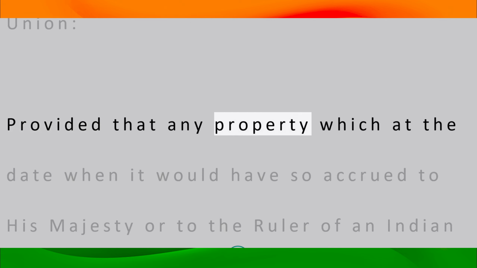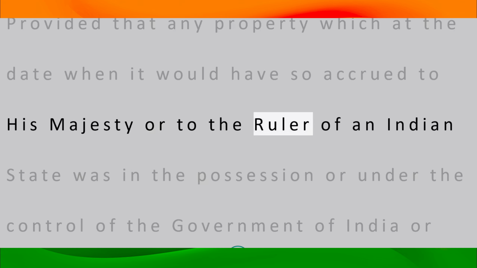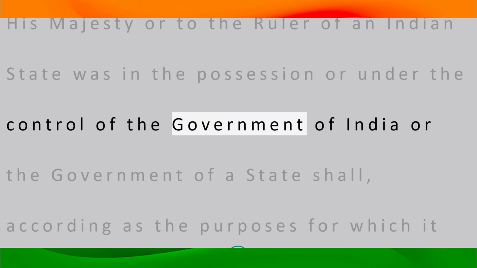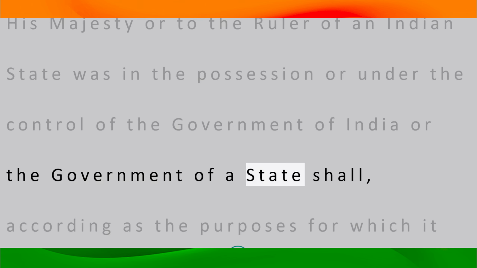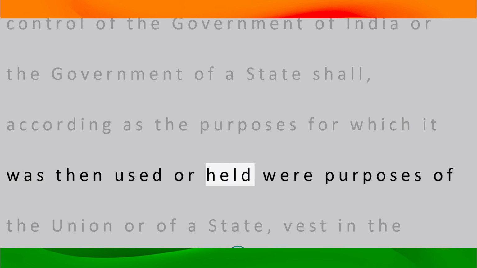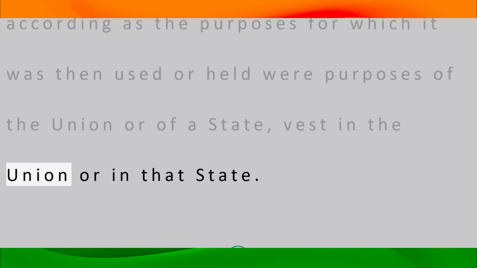Provided that any property which at the date when it would have so accrued to His Majesty or to the ruler of an Indian state was in the possession or under the control of the Government of India or the Government of a state shall, according as the purposes for which it was then used or held were purposes of the union or of a state, vest in the union or in that state.